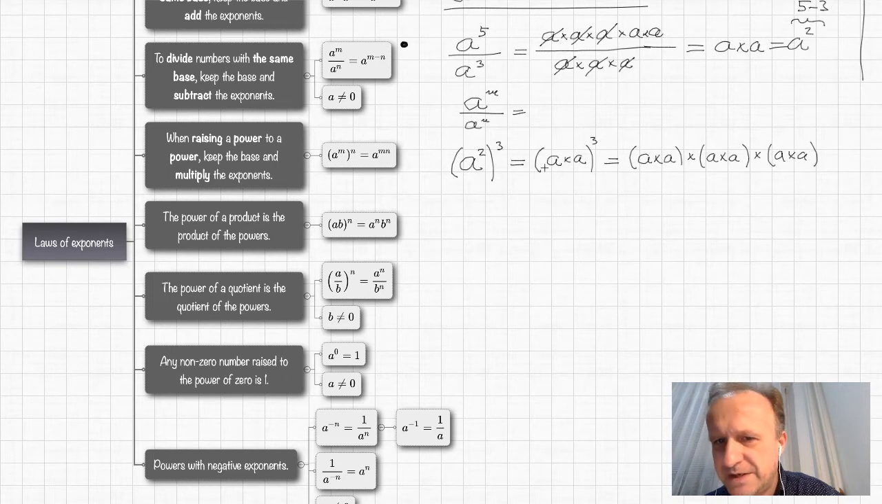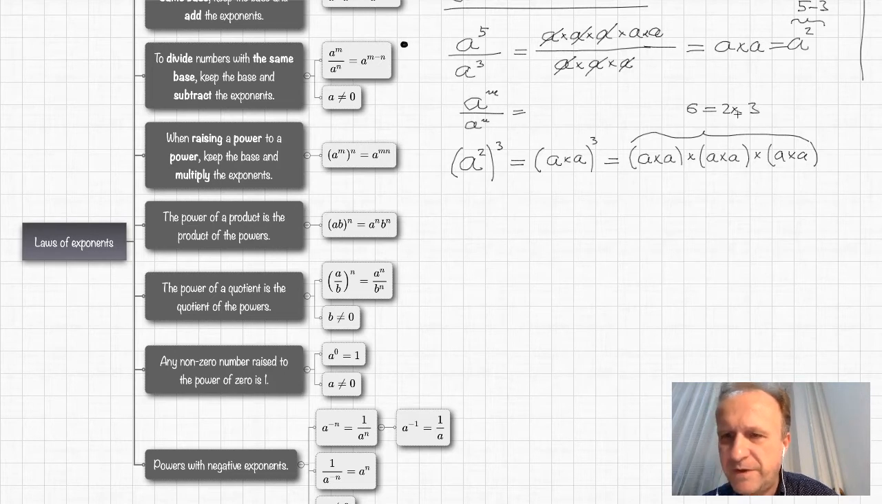Okay, so the base now is a squared, a times a, and this is multiplied by itself 3 times. And now you can see that you can remove the brackets without any trouble. They are not essential here. So if you remove the brackets, you have a product of exactly 6 factors. So there are altogether 6 factors. 6 is like 2 times 3. So there are 3 pairs of factors.